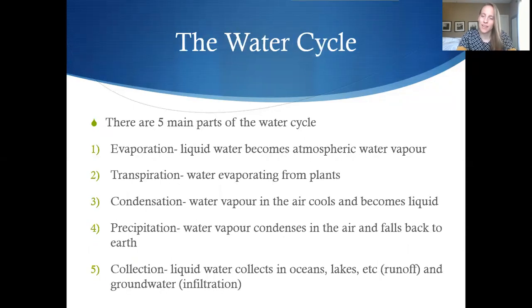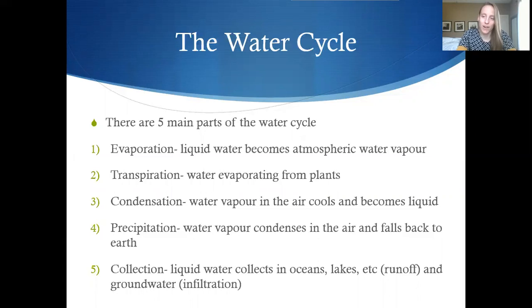The water cycle has five main components: evaporation, transpiration, condensation, precipitation, and collection. Most of these should be familiar to you from elementary school. Evaporation is when liquid water on Earth's surface becomes atmospheric water vapor. Transpiration is essentially when water evaporates from the leaves of plants. Condensation is when water vapor in the air cools and becomes liquid. Precipitation is when that liquid that has condensed falls back to Earth. And then collection is where water collects in oceans and lakes.